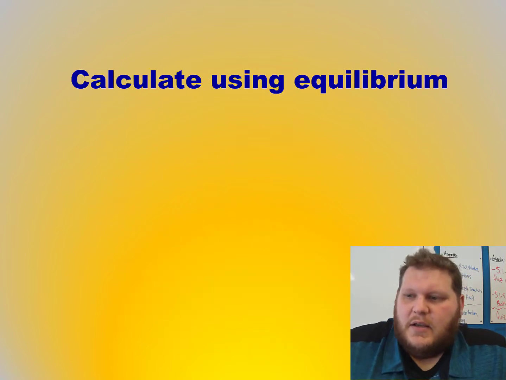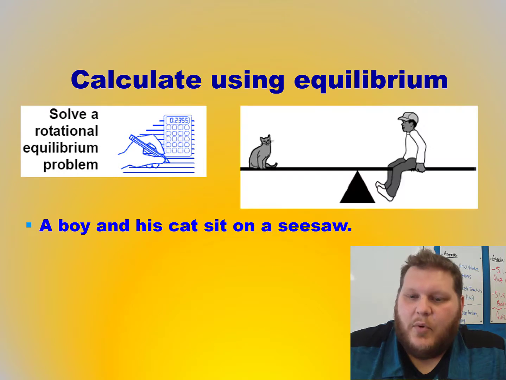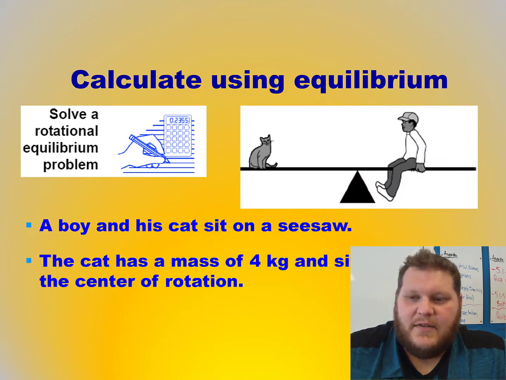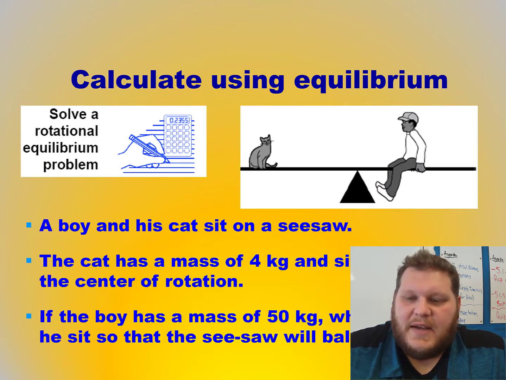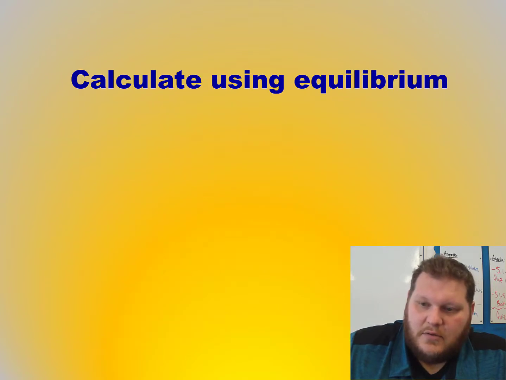All right, so let's go ahead and do a problem with that. We've got a boy and his pet cat. Very exciting life he lives. His cat has a mass of 4 kilograms and is sitting 2 meters from the center of rotation. If the boy has a mass of 50 kilograms, how far away does he have to sit so that the seesaw will be balanced? So, again, I'm going to go ahead and jump forward here.